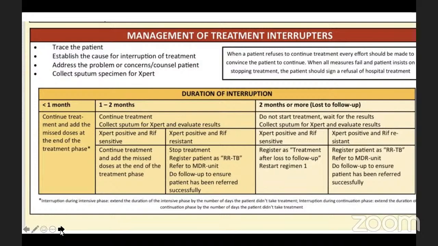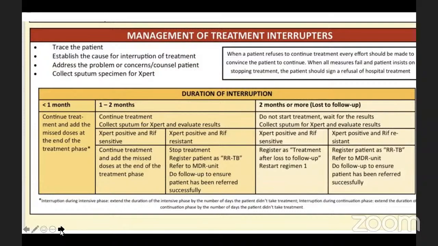You collect sputum for Xpert, wait for the results, and evaluate the results. If the Xpert is positive and RIF is sensitive, then you register the patient as treatment after loss to follow-up, and you restart the regimen, which is regimen 1. And if it's a different scenario where the Xpert is positive and RIF resistant, then you register the patient as rifampicin resistant TB, and you refer to MDR units. And just to emphasize that we must ensure that the patient has been referred successfully as well.